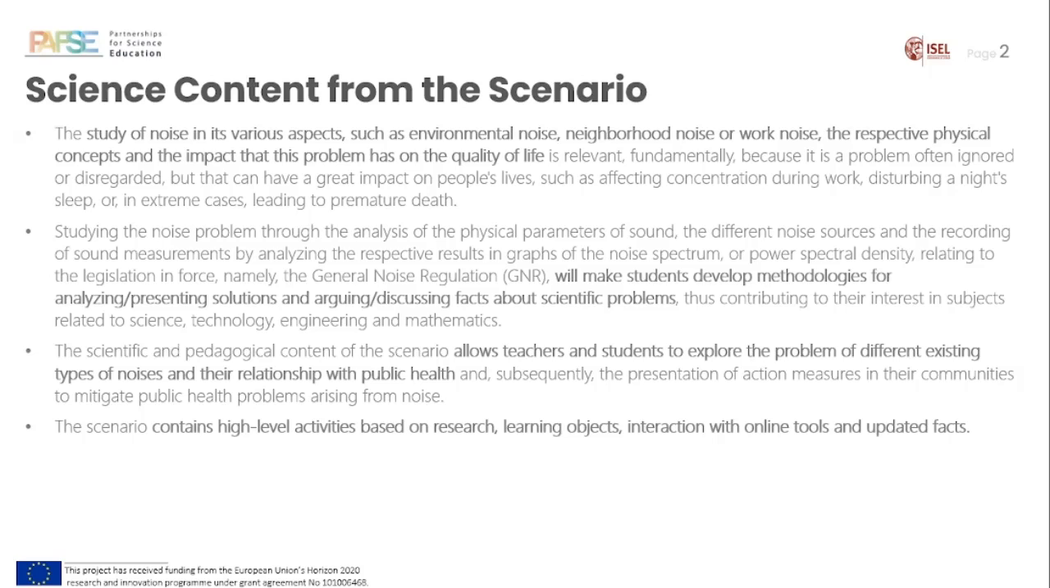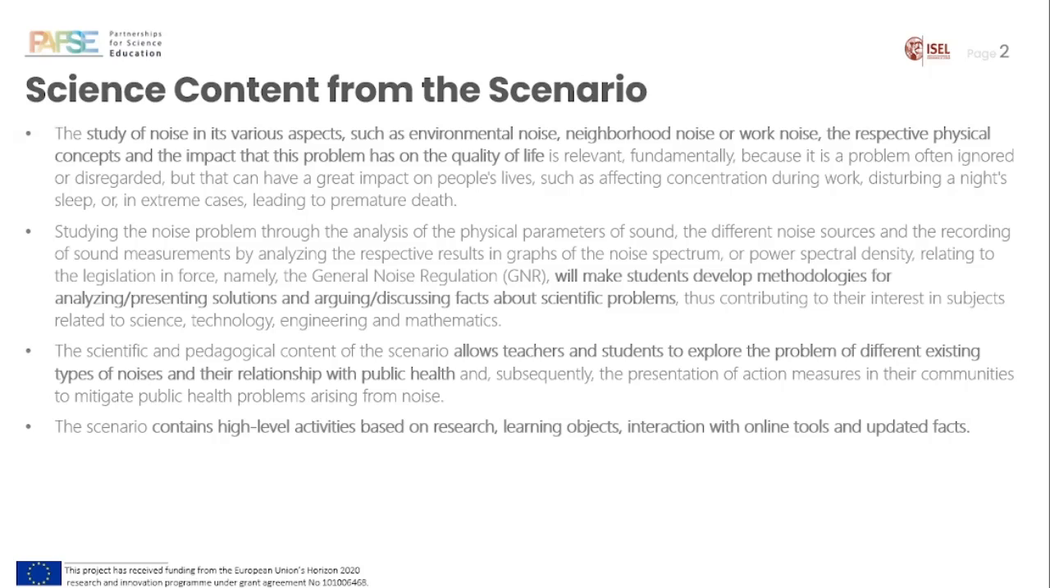facts about scientific problems, and thus contributing to their interest in subjects related to STEM areas, STEM being science, technology, engineering, and mathematics. The scientific and pedagogical content of the scenario allows teachers and students to explore the problem of different existing types of noises and their relationship with public health, and subsequently the presentation of action measures in their communities to mitigate public health problems arising from noise.